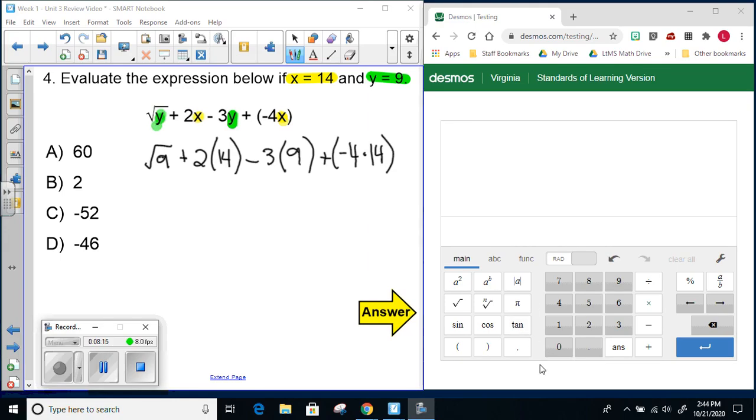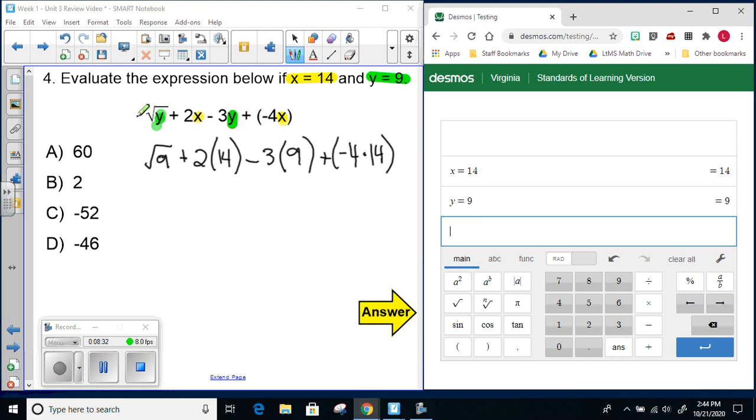All right, so I went ahead and pulled up Desmos, and what we're going to do is tell Desmos the value of x, the value of y, and then type this expression in exactly how it was given to us. So first I need to tell Desmos that x equals 14 and that y equals 9. And now I need to type this expression exactly how it was given to me. So it's very important that you're very careful with the buttons.